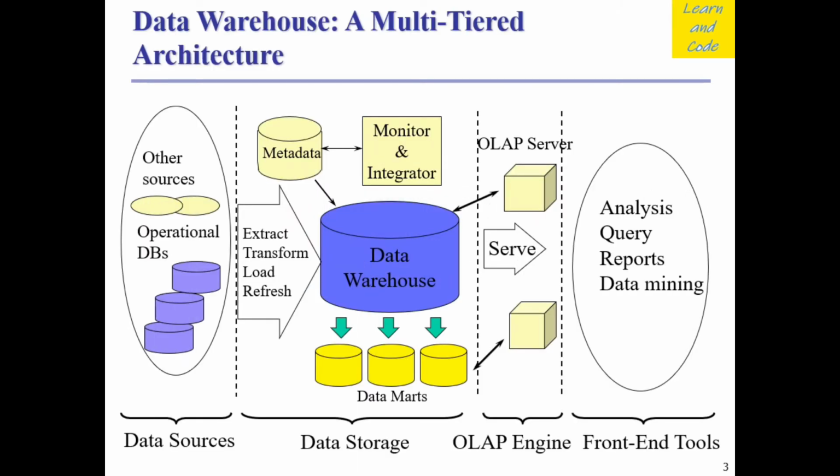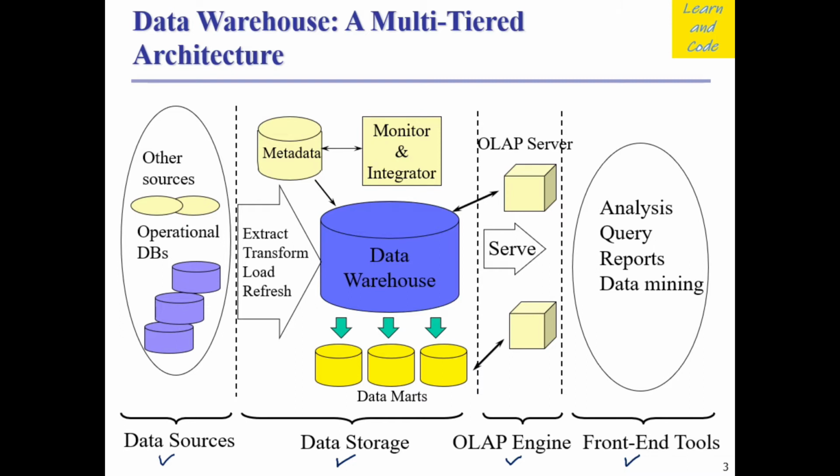So this is a multi-tiered architecture of a data warehouse. As you can see, in this we have multiple components, starting from the data sources, then we have data storage, then the OLAP engine, and then we have some front-end tools. We'll go one by one.